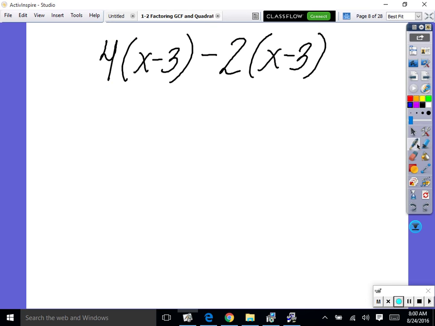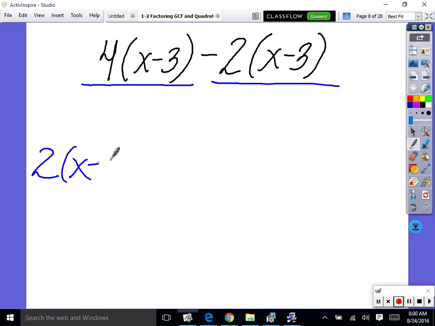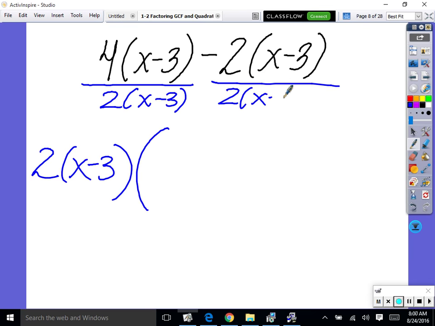Okay, this is a very good point. Now remember, terms are separated by plus or minus signs. So look, this is a term, and this is a term. What's the greatest thing in common in each term? A 2? What else? Isn't x minus 3 connected? Yeah. So don't they both have an x minus 3? So we're going to pull out 2 times the x minus 3. So now we're going to say, well, what's left in our parentheses? Divide each by 2 times x minus 3.